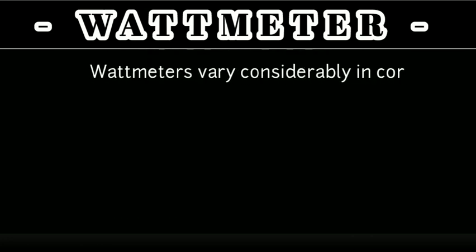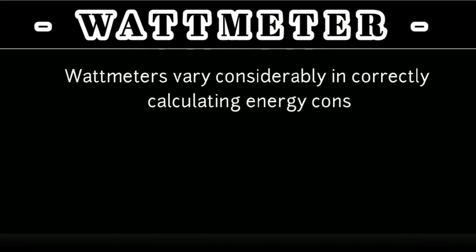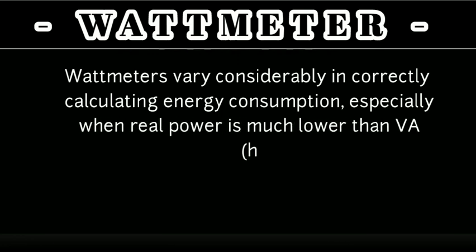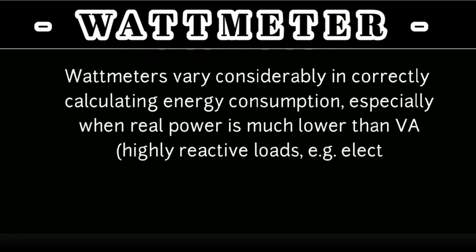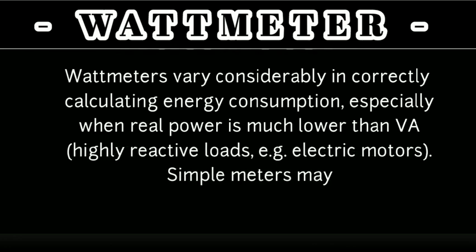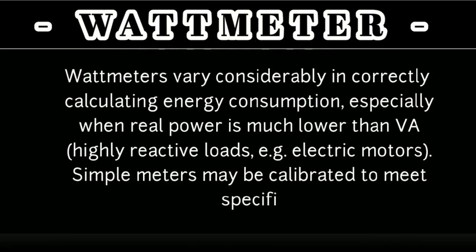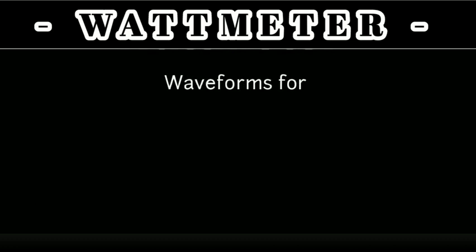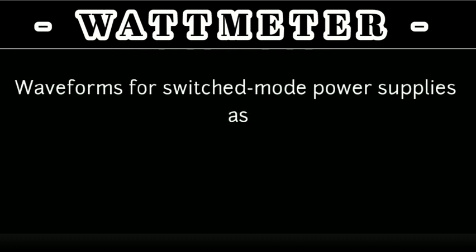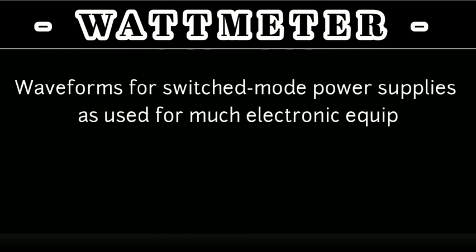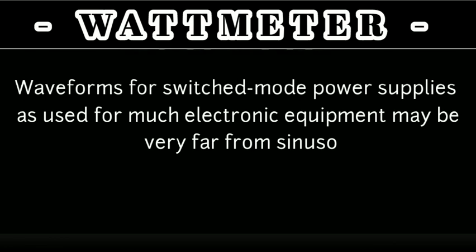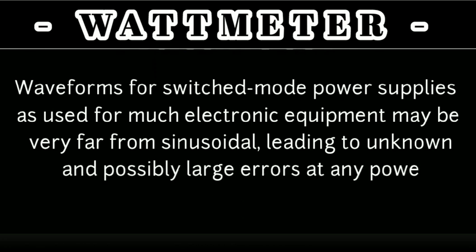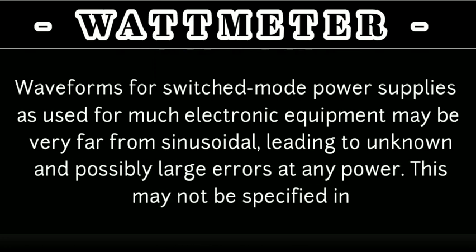Wattmeters vary considerably in correctly calculating energy consumption, especially when real power is much lower than VA, as with highly reactive loads, e.g. electric motors. Simple meters may be calibrated to meet specified accuracy only for sinusoidal waveforms. Waveforms for switched mode power supplies as used for much electronic equipment may be very far from sinusoidal, leading to unknown and possibly large errors at any power. This may not be specified in the meter's manual.